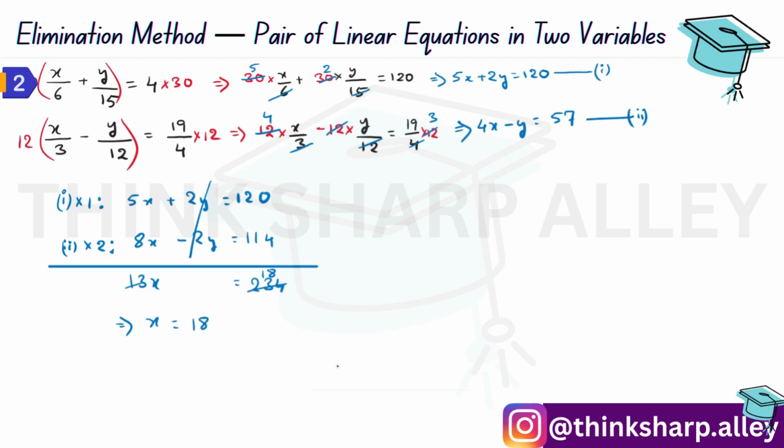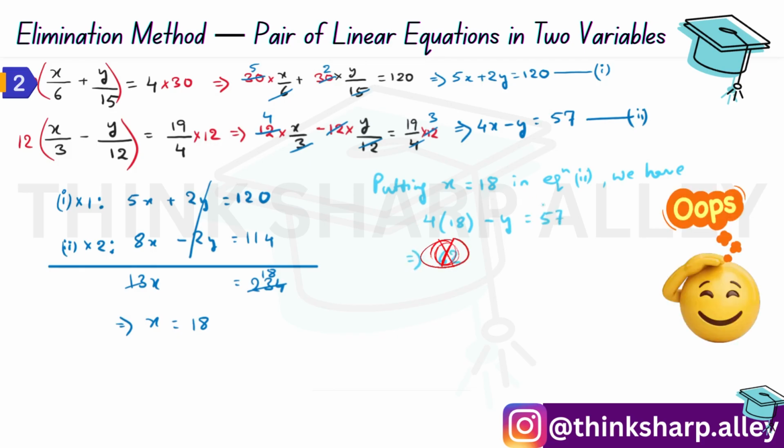Now we'll substitute x equal to 18 in any one of the equations given. For a simple process, I'll choose equation 2. So I'll put x equal to 18. We have 18 times 4 is 62, and this 57 comes to the left hand side, so minus 57, and y goes to the right hand side, so equals y.